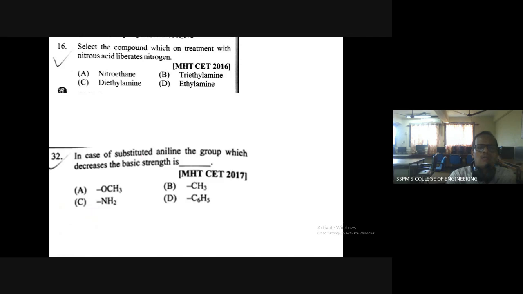Basic strength of aniline. So basically you need to draw the structure of aniline. Aniline means there is one phenyl group and NH2 is attached to benzene. This is aniline. Aminobenzene is aniline. So in case of substituted aniline, the group which decreases the basic strength.